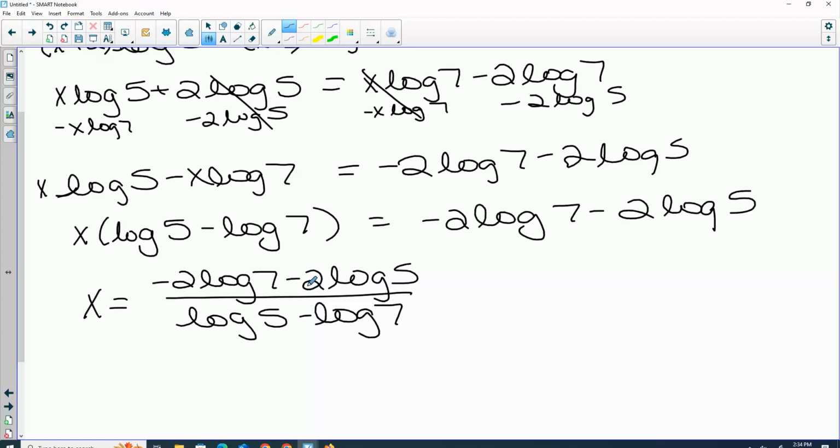Okay? Could you simplify that top one to make it to both -2? You could factor out a -2 and make it... out the -2. Then it would be log 7 plus log 5. And you could write it like that.